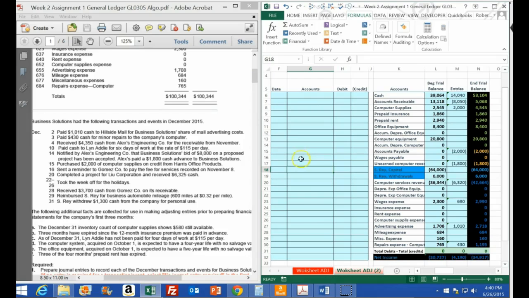Okay, so then we're moving to the 1229, which says reimburse SRAI for business automobile mileage for 600 miles at 32 cents a mile. Okay, so is cash affected? In this case, yes. So what's happening is we're paying the owner for the mileage that was used out of the personal account. So we're taking it out of the business account and paying it basically to the personal account.